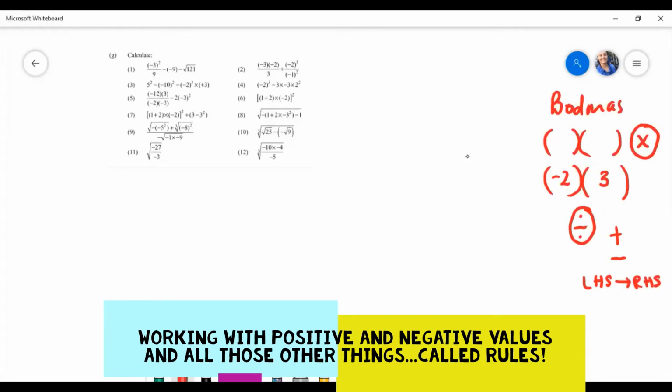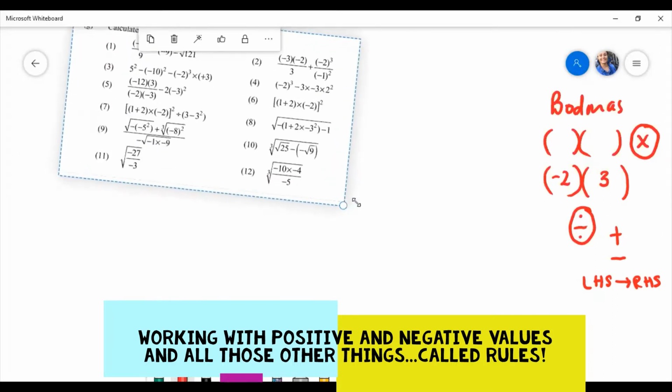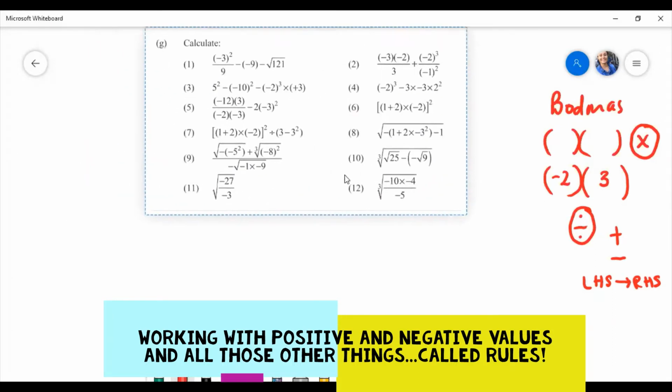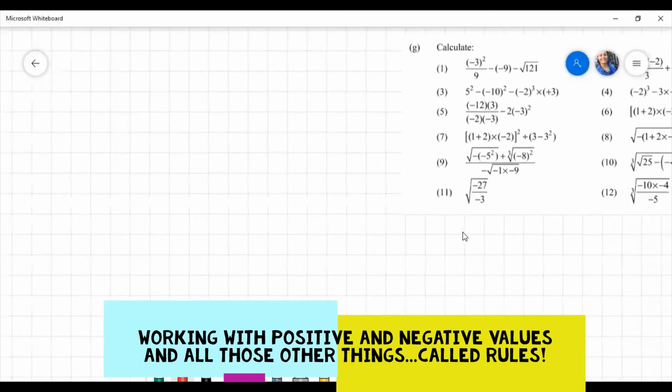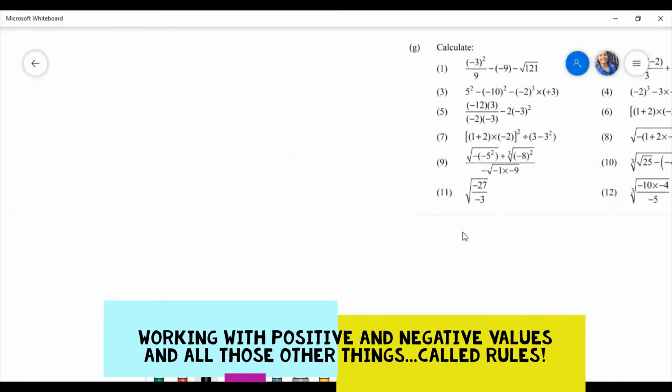Okay, so I'm just going to choose a couple here, especially with fractions. We tend to get confused because there's so many signs. So let's look at number 1. Calculate.